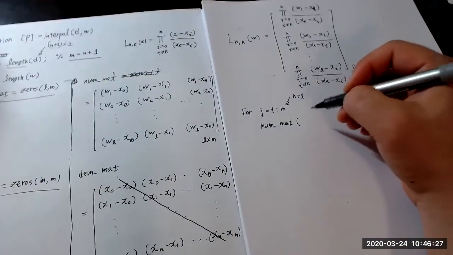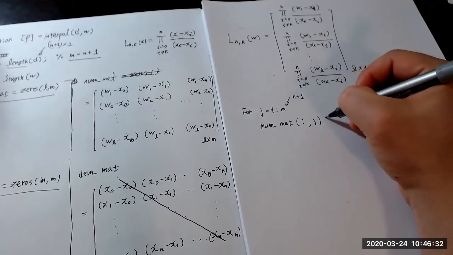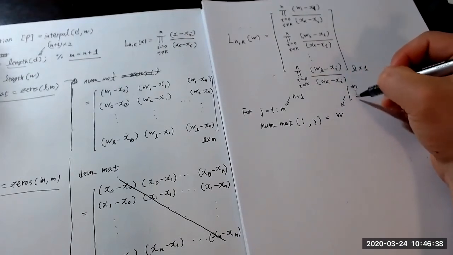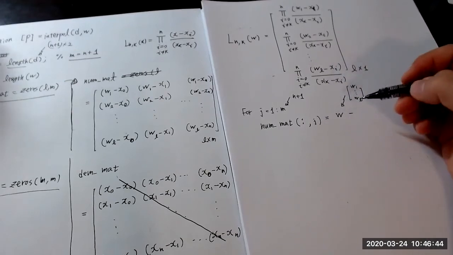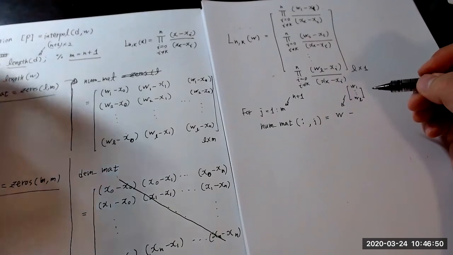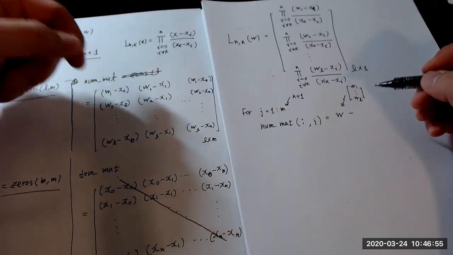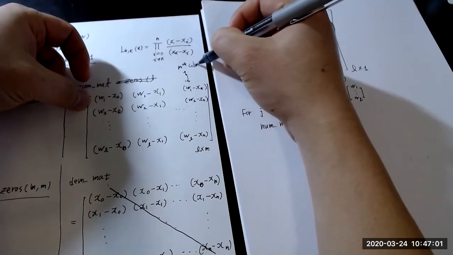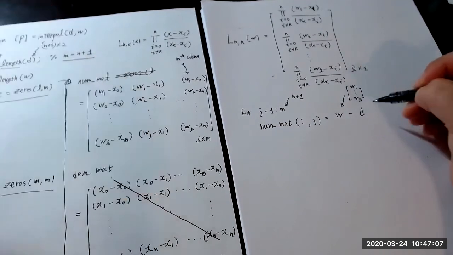Then all of the rows in the jth column is equal to W. I told you W is the column vector, W1 through WL, minus x0, x1. I mean, the first column x0, the second column x1, through the mth column. Keep in mind this is the mth column. Okay, the W minus D. What's D?